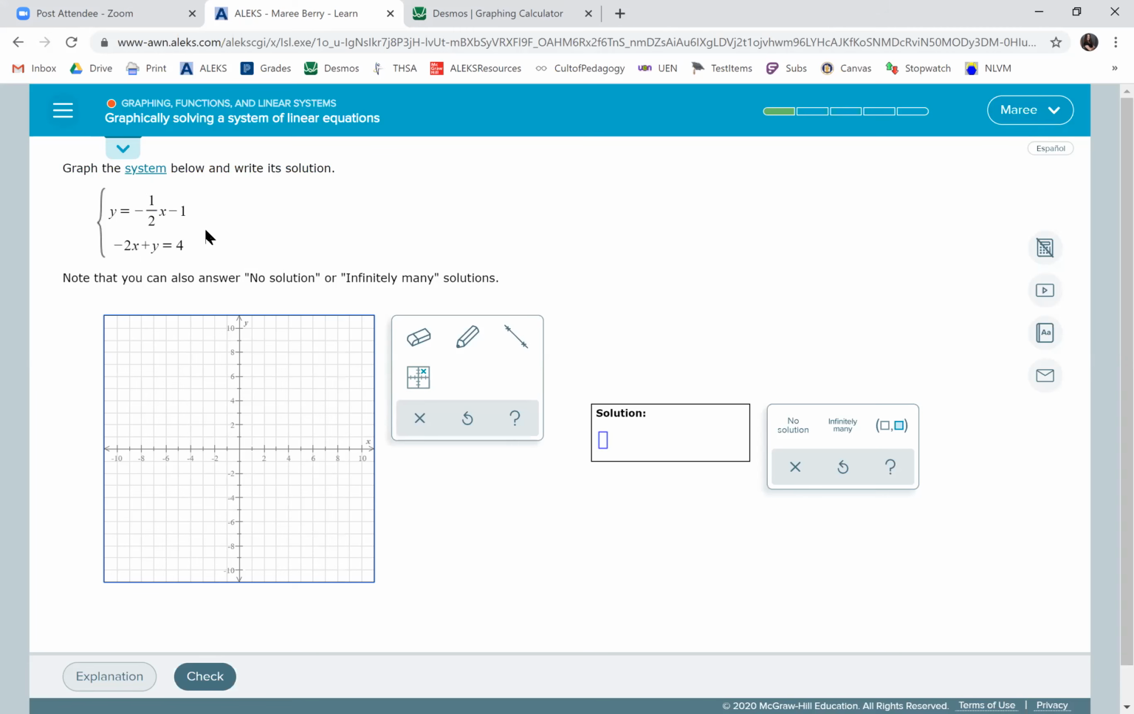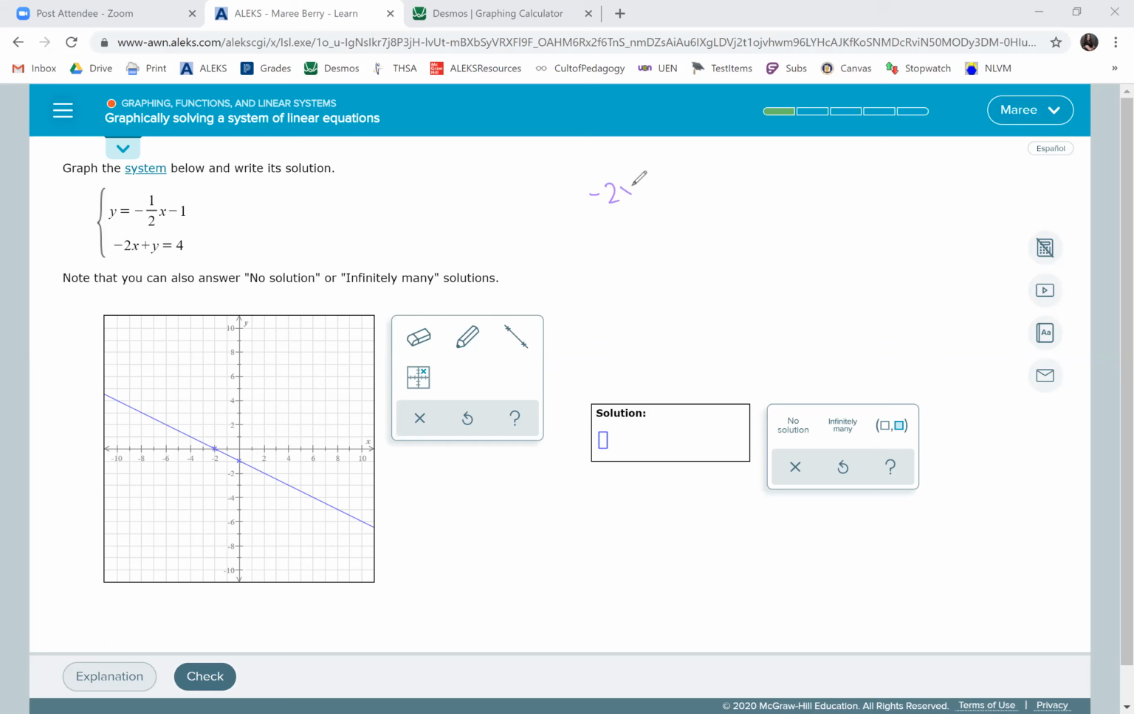Okay, this one we're going to go ahead and graph the first one because it's already in y equals mx plus b form. So we go to -1, put a point. Our slope is -1/2, so I'm going to go up 1 and to the left 2 to make it a negative slope. Then the second line, I'm going to use my pencil here, and we're going to solve for y.